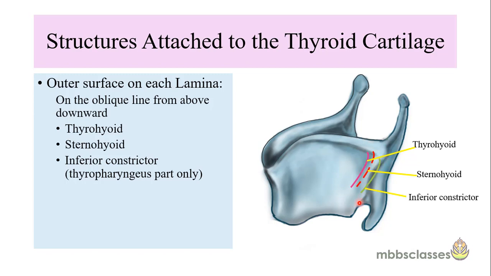On the outer surface of the thyroid cartilage, there is an oblique line. The thyroid cartilage has an oblique line. You can see here, this is the oblique line over the thyroid lamina. And on the oblique line, from above downward, the muscles that are attached are thyrohyoid, then sternothyroid, and inferior constrictor.